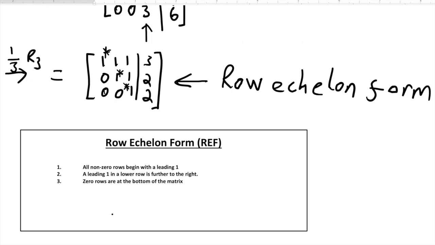The second rule is that a leading one in a lower row is further to the right. So as you can see, this matrix obeys that law. And then the third rule is that 0 rows are at the bottom of the matrix. So we have no 0 rows, so by default the rule is obeyed.